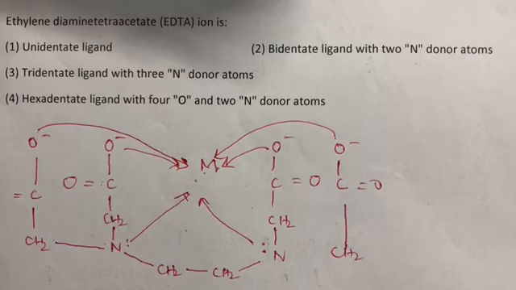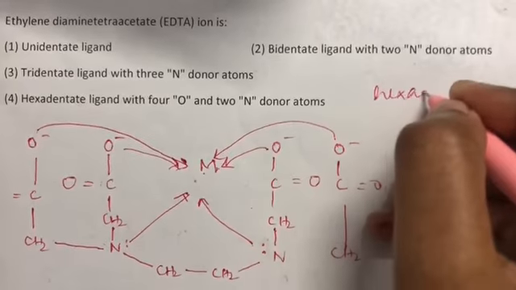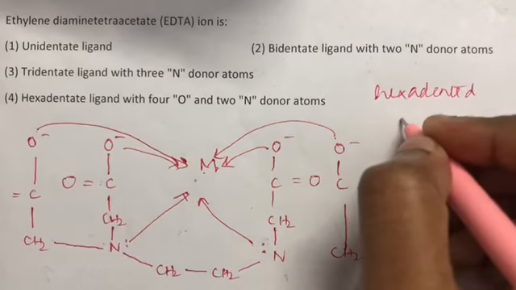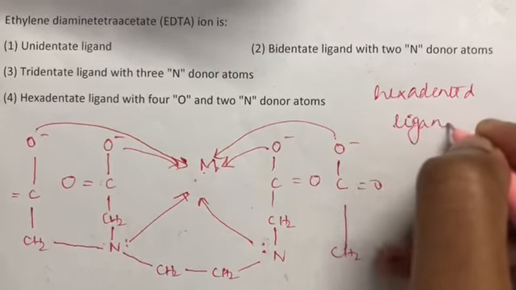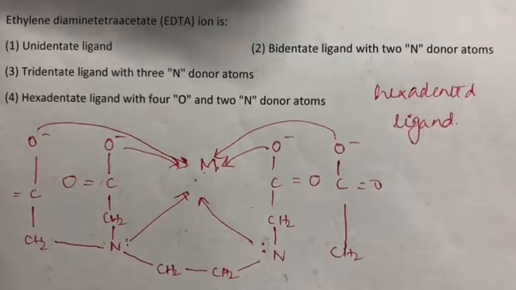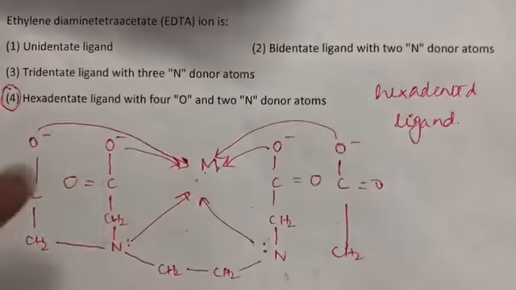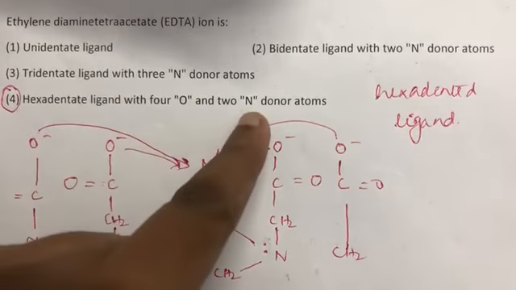Ethylene diamine tetraacetate ion is what kind of ligand is the question. Basically, this EDTA, ethylene diamine tetraacetate, is a hexadentate ligand. It has 4 donor oxygen atoms and 2 donor nitrogen atoms. And this is the structure of ethylene diamine tetraacetate. So the option is the fourth one: hexadentate ligand with 4 donor oxygen atoms and 2 nitrogen donor atoms.